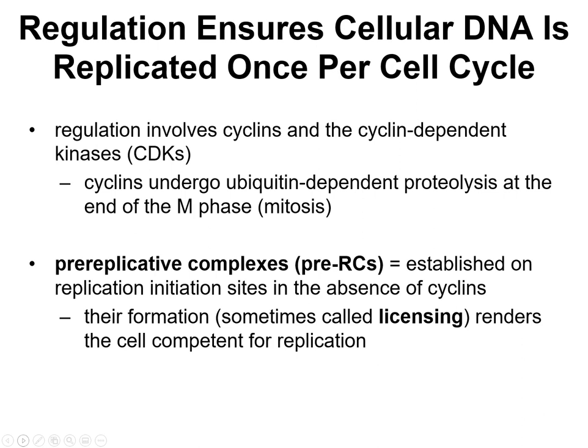Regulation involves cyclins and cyclin-dependent kinases. Cyclins are actually small proteins, and they get destroyed at the end of M phase, which is mitosis. So these proteins are very tightly regulated, and as soon as they are finished being useful, they are degraded. You can imagine that this mechanism would be something that a cancer cell would certainly take advantage of and maybe upregulate how often you replicate.